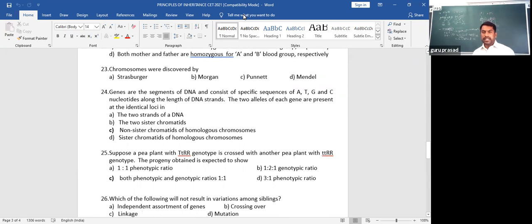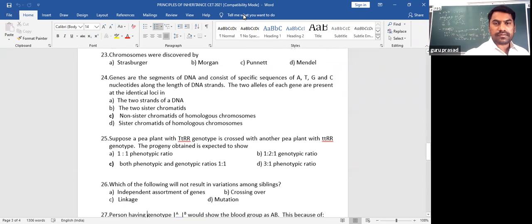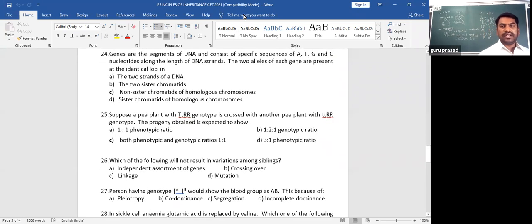Chromosomes were first discovered by Strasburger while staining the nucleus in grasshopper testis. Morgan, as you know, Thomas Hunt Morgan, gave the linkage and recombination concept. Punnett gave the Punnett square representing the different gametes and the F2 generation. Mendel, father of genetics. Genes are the segments of DNA and consist of a specific sequence of A, T, G, C nucleotides along the length of the strand.